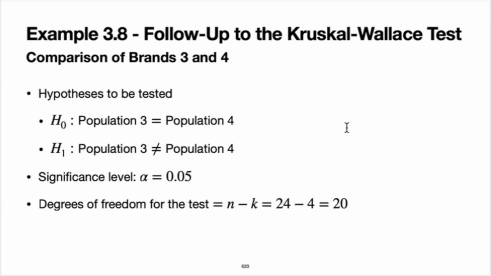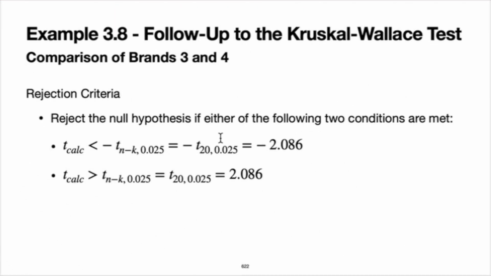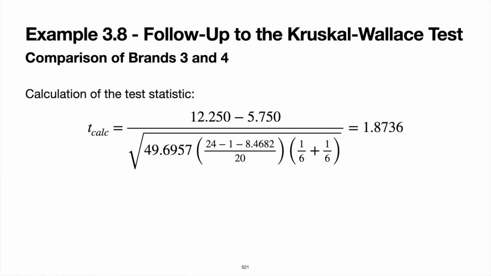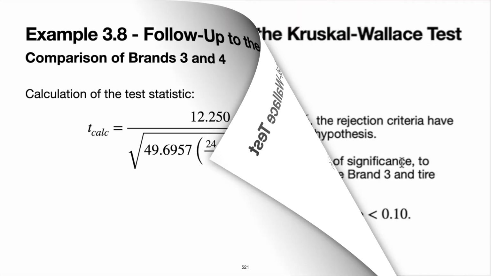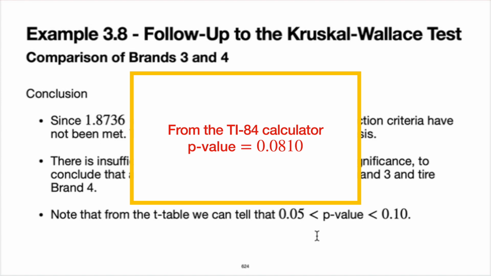Finally, our last comparison, a comparison of brands 3 and 4. So I've got the pairwise comparison hypotheses specified, and we've got the formula specified here. We'll use the same rejection criteria. All right, so then we evaluate the value of the test statistic. Since that is not less than negative 2.086 and it's not greater than the upper critical point of positive 2.086, again, the rejection criteria have not been met, and so therefore we fail to reject the null hypothesis. So there is insufficient evidence at the 0.05 level of significance to conclude that a difference exists in the lifetimes of tire brands 3 and 4. And then finally, note that the p-value for this test is something greater than 0.05, but less than 0.10.